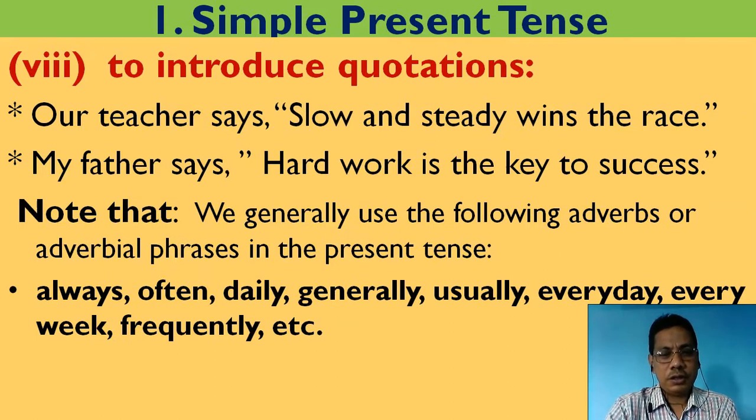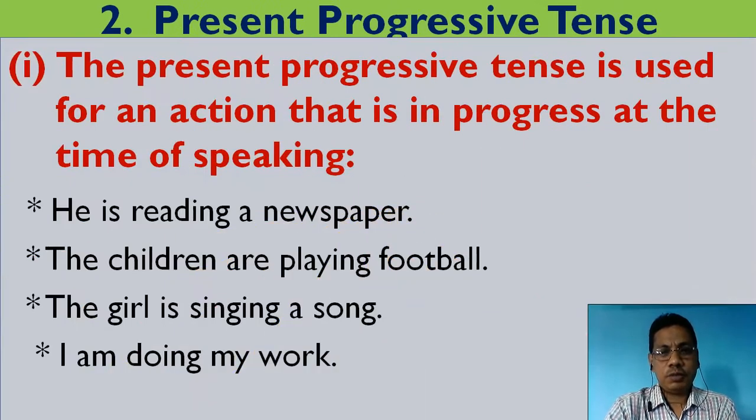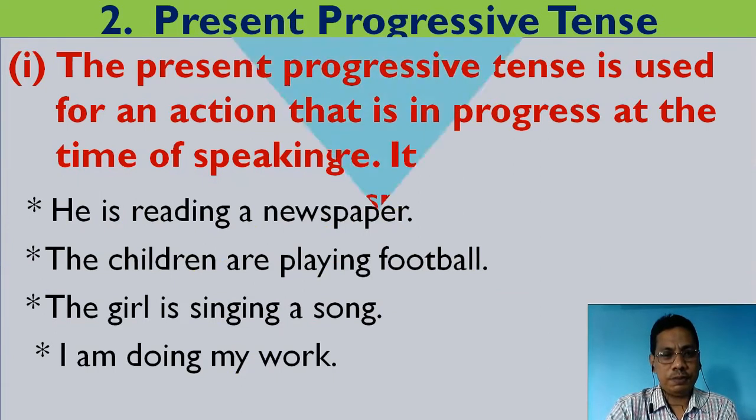Note that we generally use the following adverbs or adverbial phrases in the present tense, like always, often, daily, generally, usually, every day, every week, frequently, etc. Then let us come on with the present progressive tense. The present progressive tense is used for an action that is in progress at the time of speaking. He is reading a newspaper. The children are playing football.